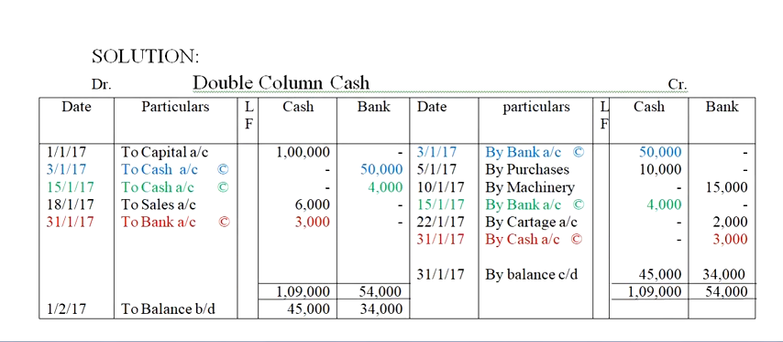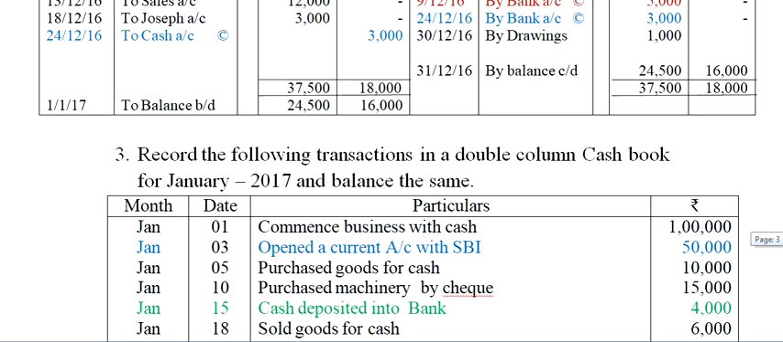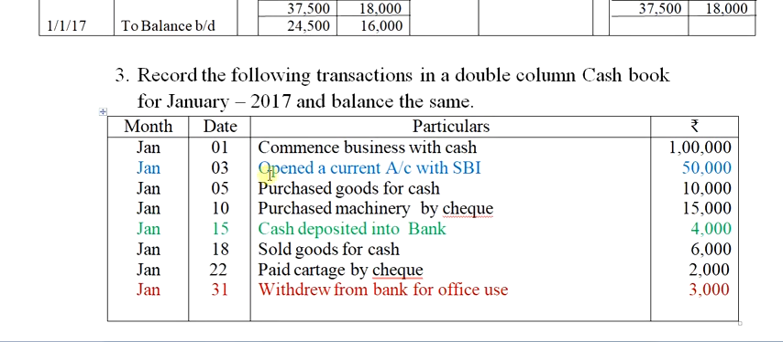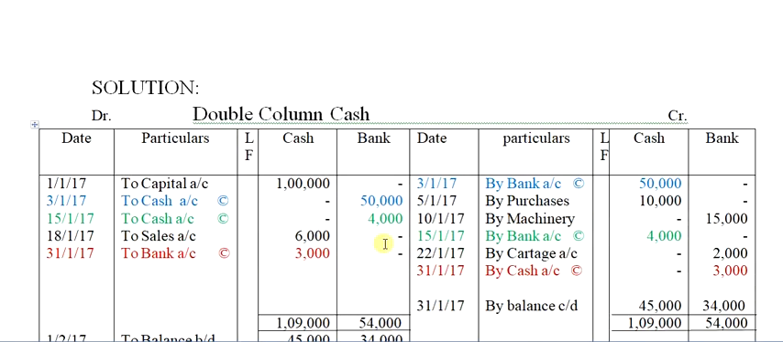My dear students, now we can move to the third solution here. See here, solution, double column cash book, debit, credit, date, particulars, ledger folio, cash, bank. Now you can move to the problem, my dear students. I will explain one by one again. Jan 1st, commenced business with cash rupees 1 lakh is given. So the cash balance increases. In what way is it coming? As capital. On 1/1/2017, to capital account 1 lakh.